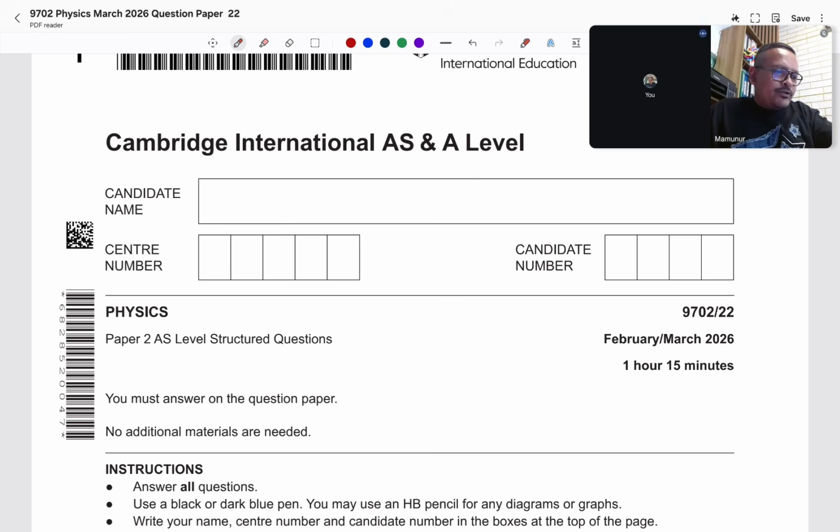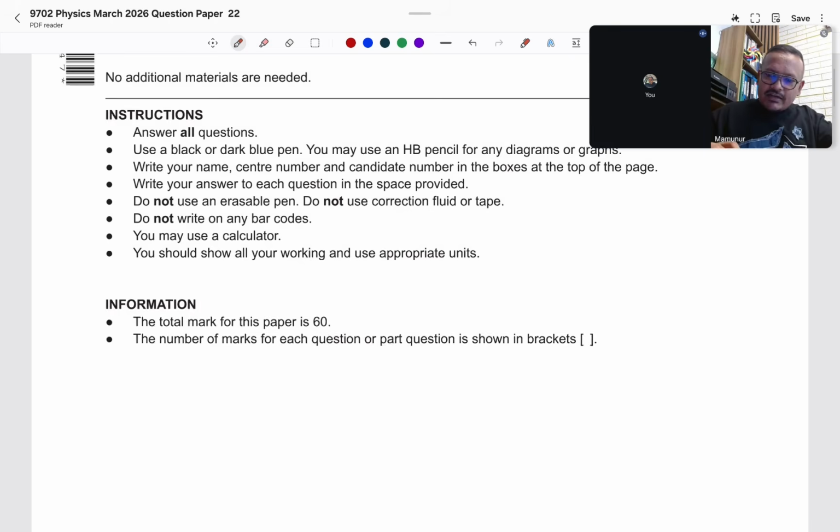Today, the exam is very near, so it is really important to solve this question paper. So today we will solve the February March 2026 AS level variant 22. So we will start now.